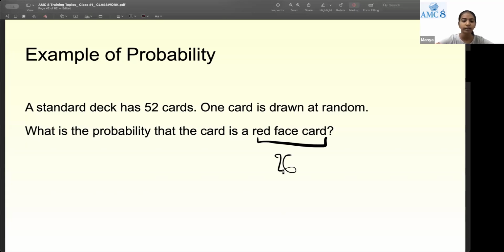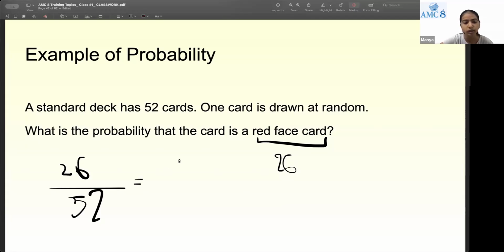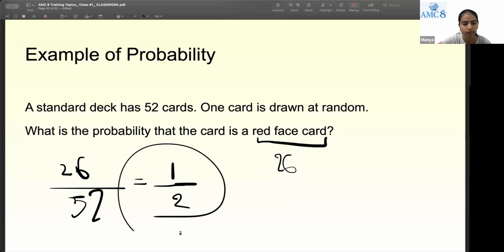And what is the probability that we're going to pick a red face card out of the standard 52 cards? That would just be 26, which is the total red cards, divided by just the total amount of cards, which is 26 by 52, which if we divide by 26 on both the numerator and the denominator, it would be 1 by 2, which would just be the final answer.